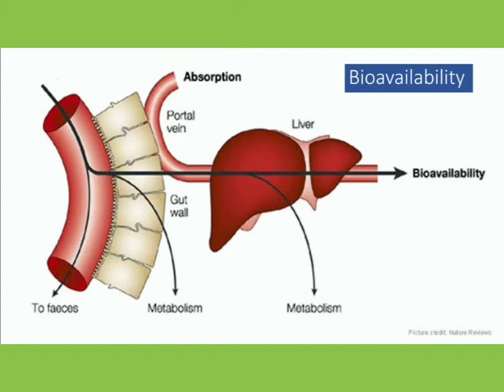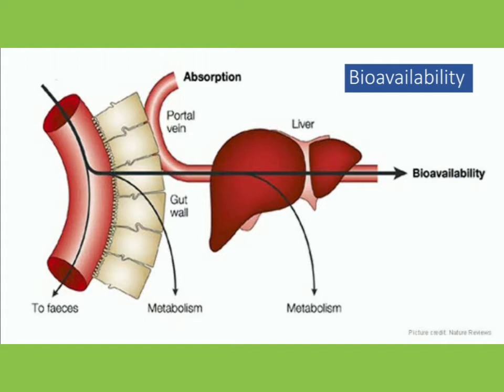Here you can see this is the GIT, this is the metabolism, and this is bioavailability. Why metabolism by liver? Suppose you have taken a tablet orally. That tablet will go through the GIT, and some drugs have a tendency to get metabolized by the liver. That is known as the first pass effect, which I will discuss in the next slides. So how much amount is actually reaching the systemic circulation?